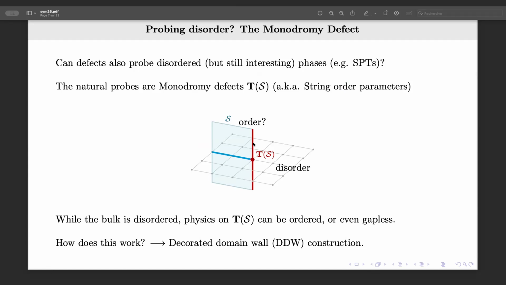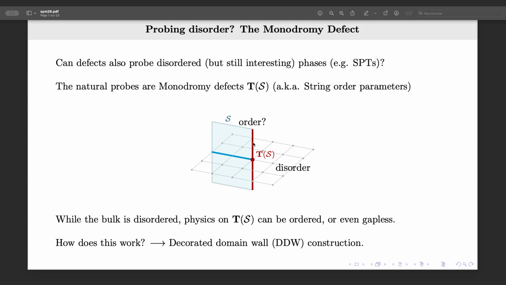And what will happen in general is that while the bulk system is disordered, so you don't have a local order parameter there, the physics on the defect can be ordered. So you can have a local order parameter, or this can be gapless. In this way, you can think of probing the SPT degrees of freedom by the degrees of freedom living on the defect, instead of using, for example, boundary conditions. And the way this works is a variation of the decorated domain wall construction that I will briefly review now.